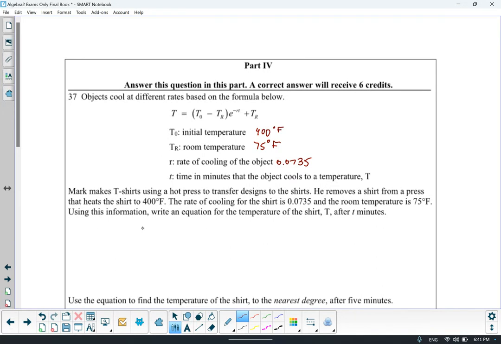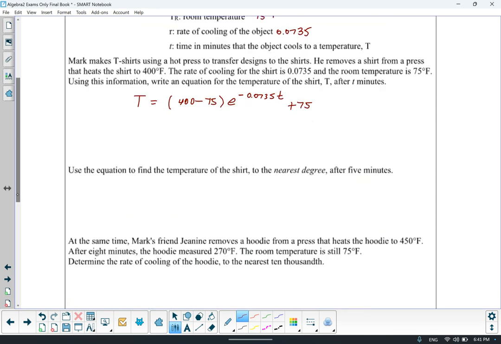So we want to write this as an equation. So we just substitute into the formula. So T is equal to 400 minus 75 e to the negative, don't forget that negative here, otherwise you would be incorrect, 0.0735 t, and then plus the room temperature is 75. And you don't need to simplify it in order to get full credit for that section.